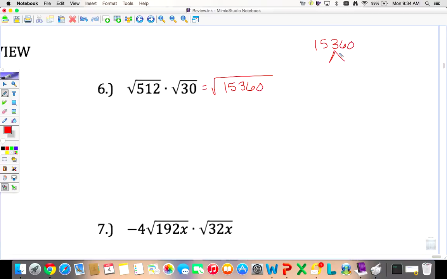15,360. Okay, so I can do that, 360, can divide that by 10. So we have 10 and 1,536. 10 is easy, that's just 2 and 5. Okay, 1,536, I can divide that by 6 and 256. 6 is easy, that's just 2 and 3.